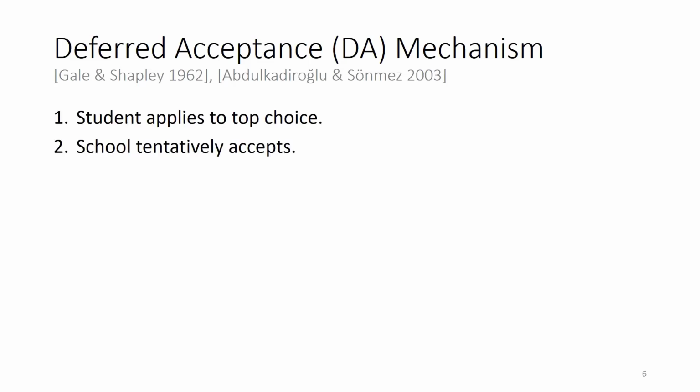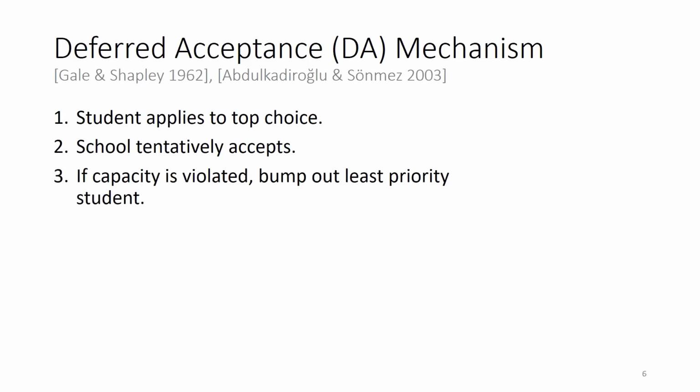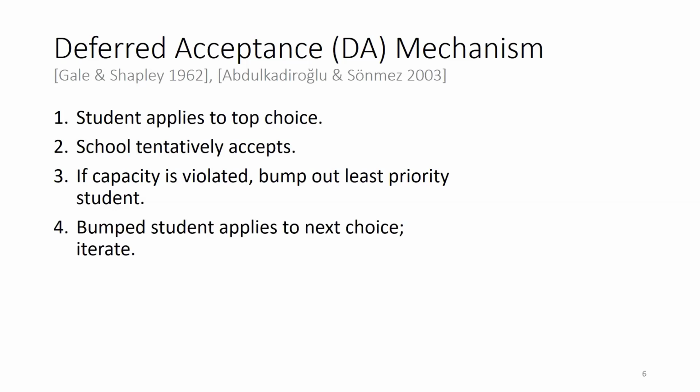And let me talk about the deferred acceptance mechanism, which has many desirable theoretical properties and is widely implemented. So the inputs here are the preference rankings of students, the priorities, as well as capacities. And inside the computer, each student applies to their top choice, and the school tentatively accepts. But when capacity is violated, the school will bump out the least priority student, and that student will apply to their next choice. And this keeps on iterating until each student is either assigned or has gone through their entire preference ranking and has been bumped out everywhere.